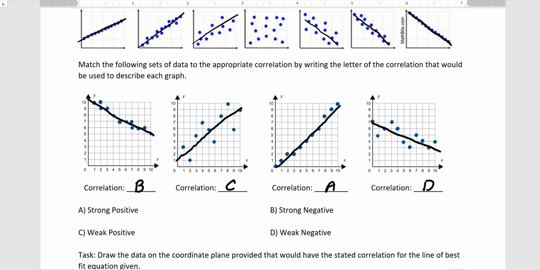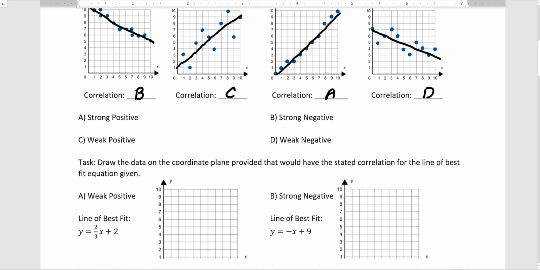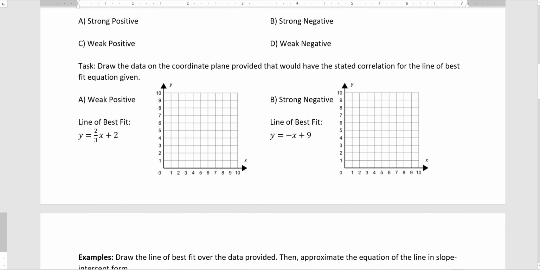All right. If you have any questions over correlation, please raise your hand. I'd love to explain it further for you if you need it. Otherwise, let's move on to this task here. I want to do the first one together, and then I'll have you do the second on your own.